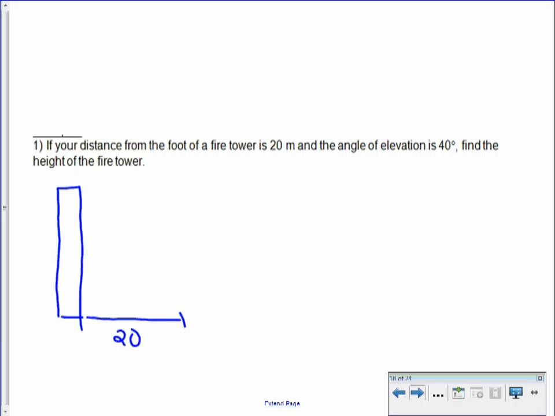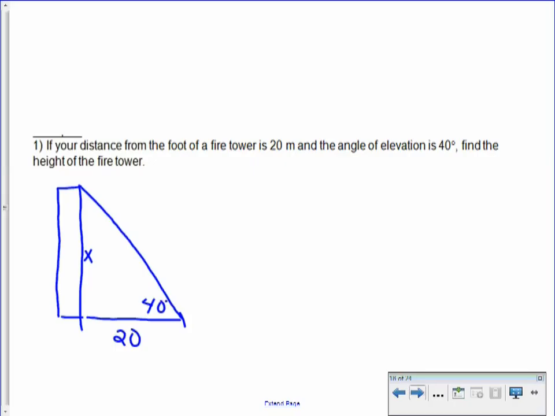And we have an angle of elevation, so which way is that going? Boom. And that angle of elevation is 40. They want us to find the height of the tower. So we have our tower, we want the height. All right, any questions about the picture?